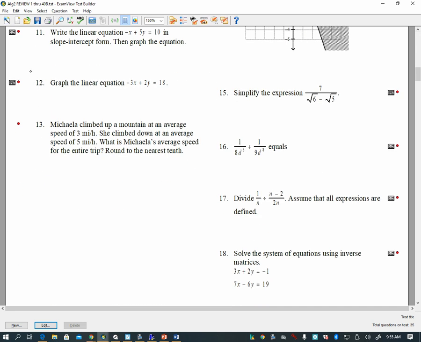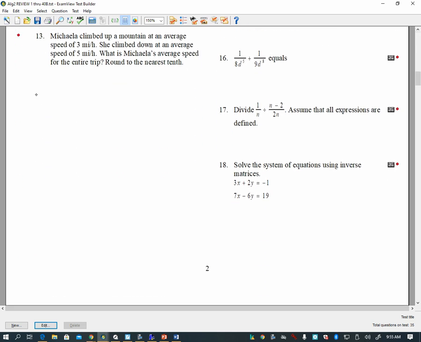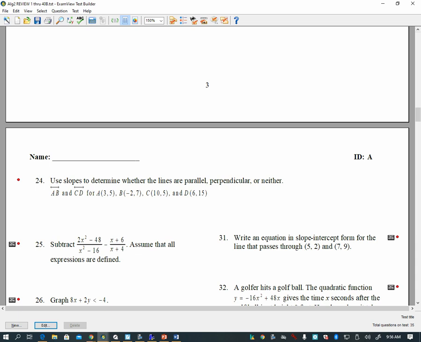So if I can find that. Okay, Michaela climbed up a mountain at an average speed of 3 miles per hour. She climbed down at an average speed of 5 miles per hour. What is Michaela's average speed for the entire trip? Okay. And I'm interested to know, because I would probably naturally say 3 plus 5 is 8. 8 divided by 2 is 4. 4 miles per hour.